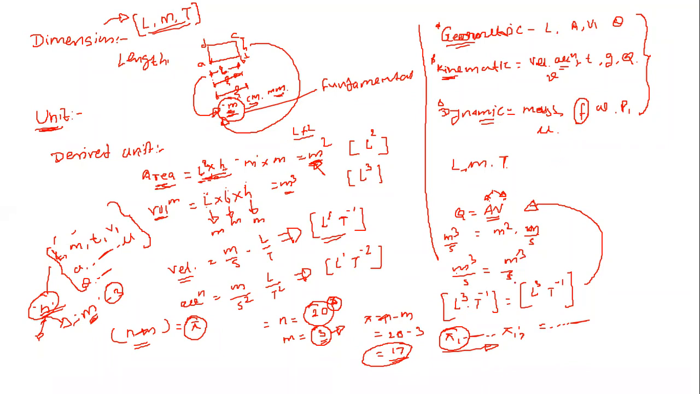independent variables. And the next characteristic, which is the most important: after selecting the three repeating variables, they should not form any non-dimensional parameter. That is, whichever three repeating variables we consider here, they must not form any non-dimensional group amongst themselves. This is the criterion for the selection of the repeating variables.